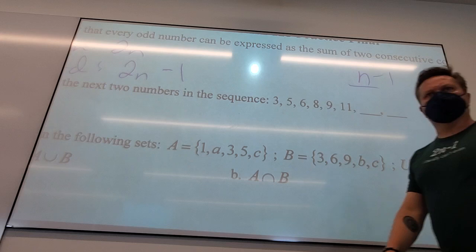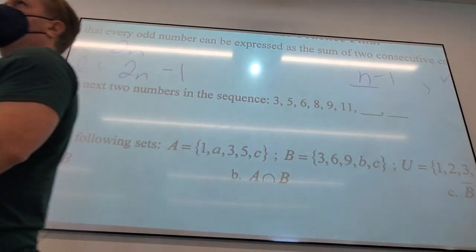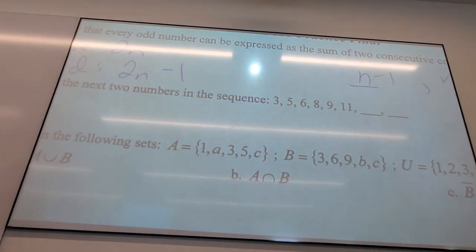So that is a use-a-variable situation if you ever saw one. Every odd number, you're like, I don't have that much space. But you just represent it with variables. That's how you get every odd number. You guys kind of with me?